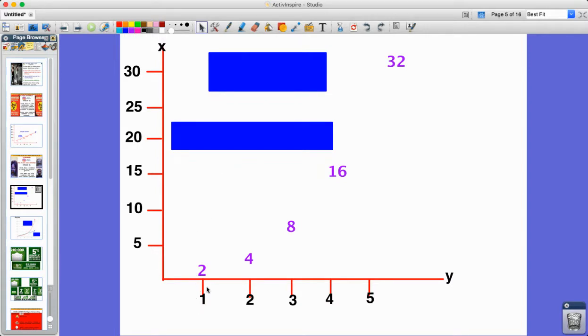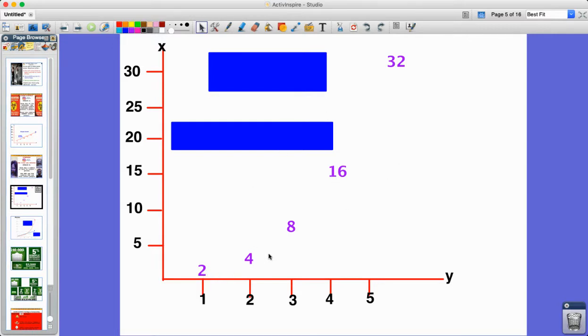So on day 1, you have 2 zombies. On day 2, you have 4 zombies. Those 2 went out and infected 2 more people. On day 3, those 4 have gone out and infected an additional 4 people. On day 4, that number has grown to 16. And on day 5, that number has grown to 32.